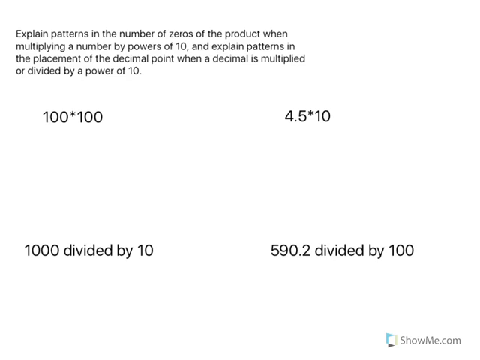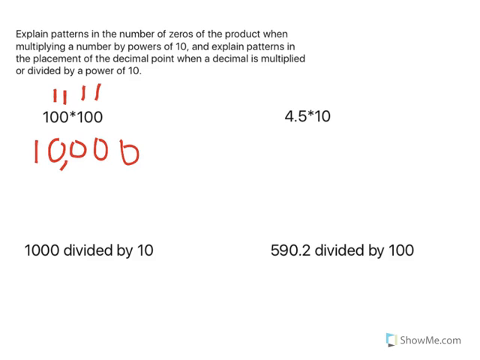Hopefully everyone was able to get some answers for these. Let's go ahead and do them together. So the first one, we have 100 times 100. When we're multiplying powers of 10 by powers of 10, we can add the zeros and just put them together. So we have 1, 2, 3, 4 zeros. So we have 1, and then we have our zeros: 1, 2, 3, 4. So our answer is 10,000 for that one.